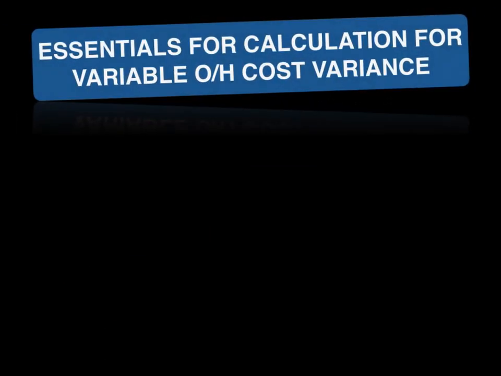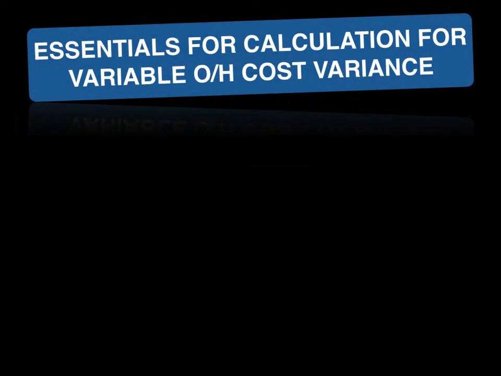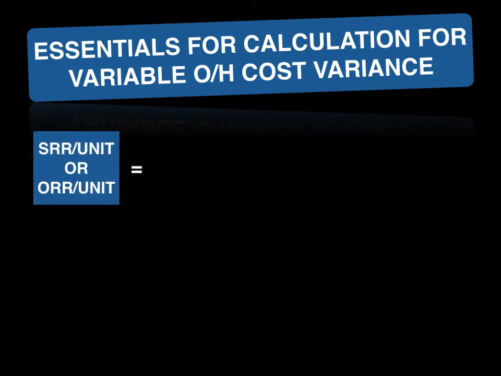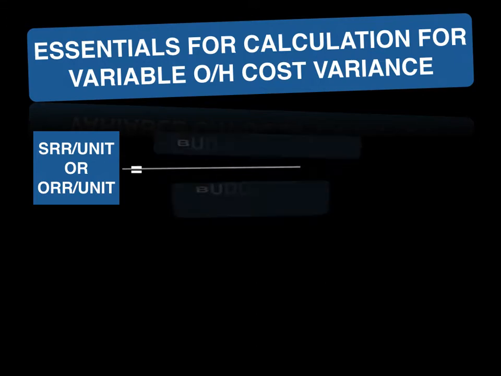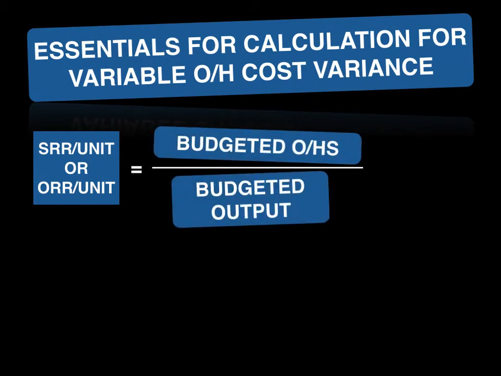Let's begin now with the essentials needed to calculate the variable overhead cost variances. First of all, we need to calculate something called the overhead recovery rate, that is the SRR. We normally call it the standard recovery rate. It is nothing but the same as overhead recovery rate. How to calculate that? We used to take the budgeted data as a base. So the budgeted overheads divided by the budgeted output, budgeted units, will be the SRR per unit. Budgeted overheads will be given, budgeted output also will be given. We just have to calculate the SRR or the ORR per unit.